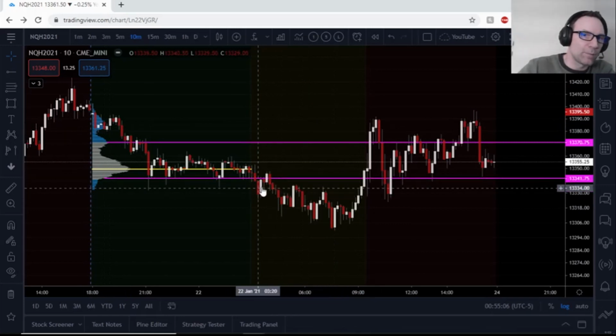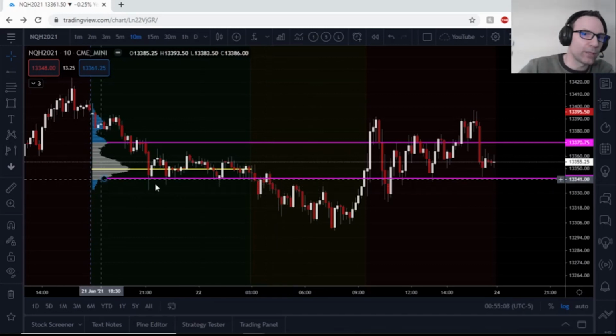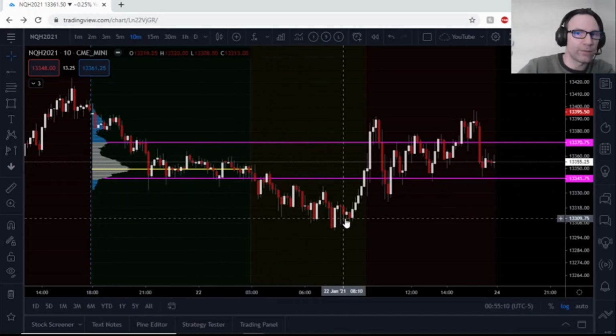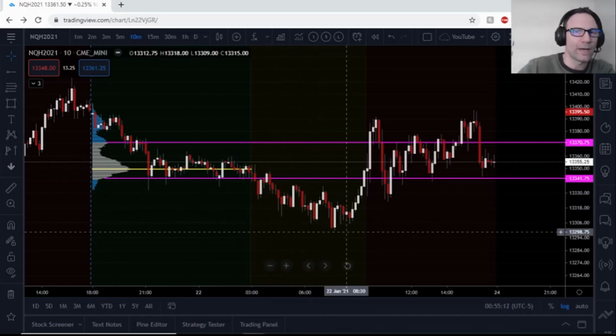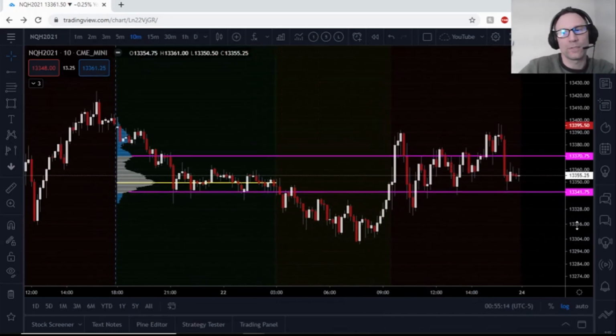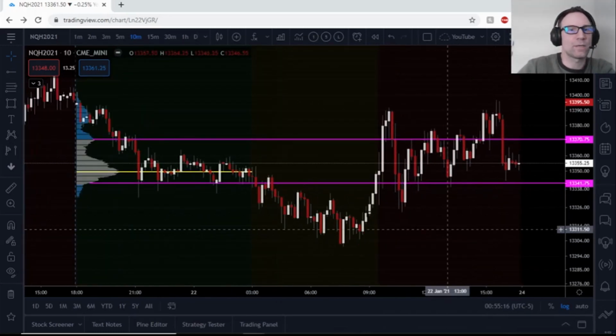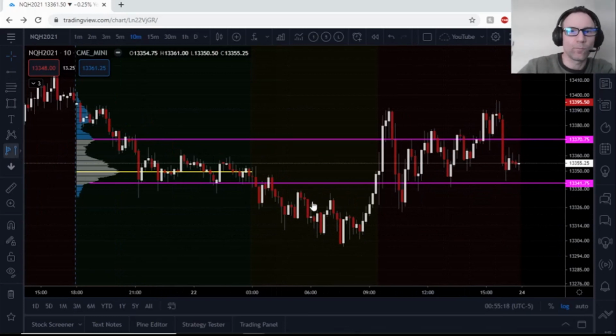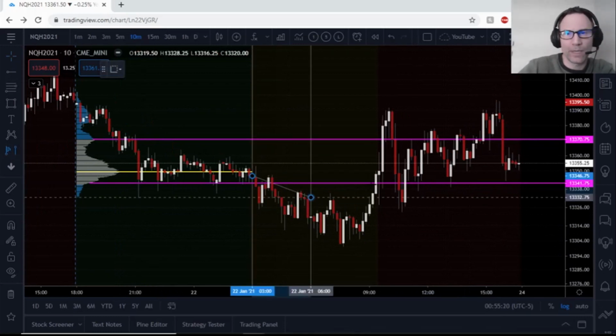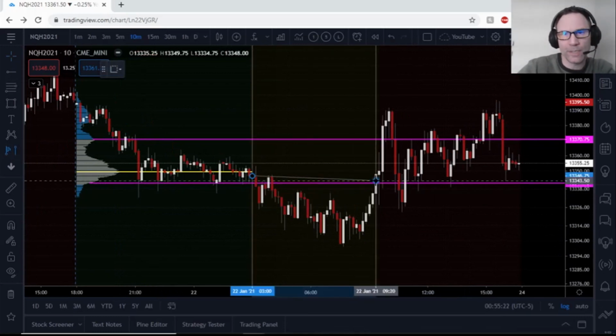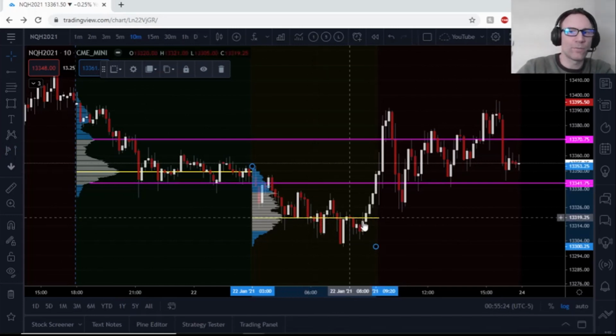Once it broke down below and stayed below the value area low, it stayed down there the entire day, through the entire session. So let's look at the London session now, and let's see if there's anything that stands out here. We're going to plot from the beginning to the end of the London session, which is this. And here is the volume profile.